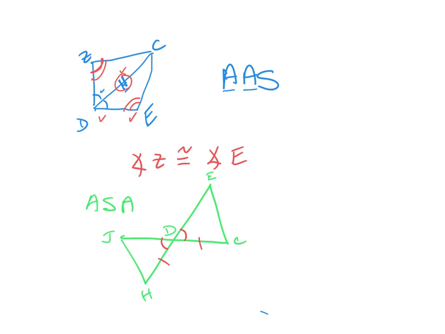This is ASA. So I always start with the angle, go to the side, and what is the next angle in a row? H and C. Very good. So angle H is congruent to angle C if these two are congruent by ASA.